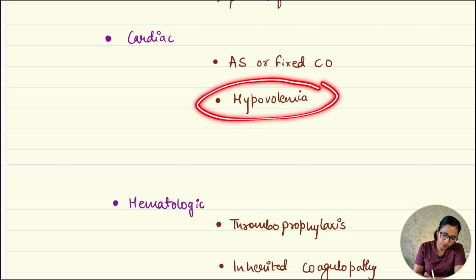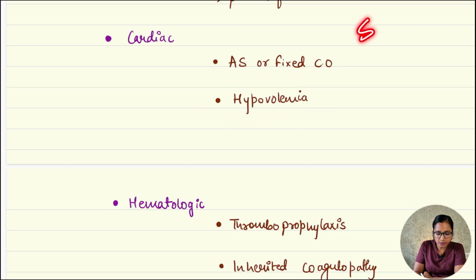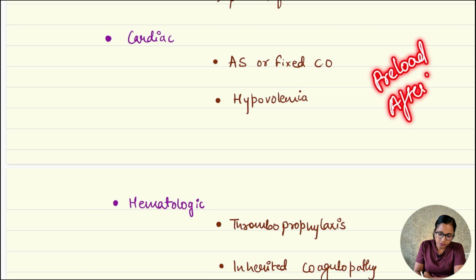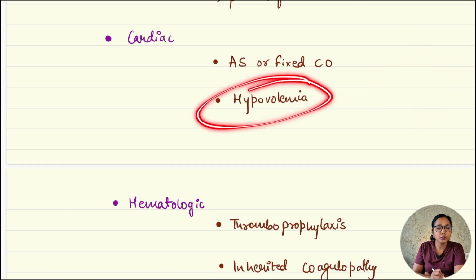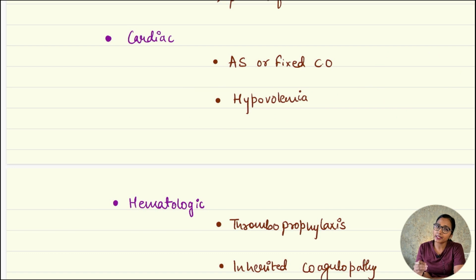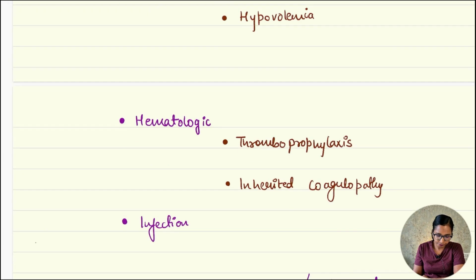Then hypovolemia. After giving subarachnoid block, the systemic effects on the cardiovascular system are such that there is decrease in preload, decrease in afterload, decrease in cardiac output. So if the patient is hypovolemic, these effects become exaggerated and we have to correct hypovolemia before giving neuraxial blockade to such patients.